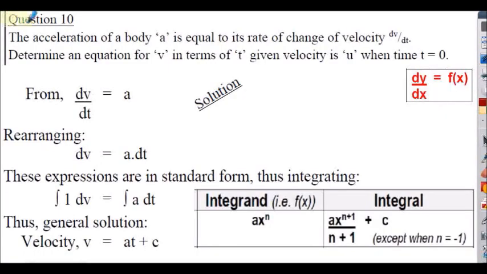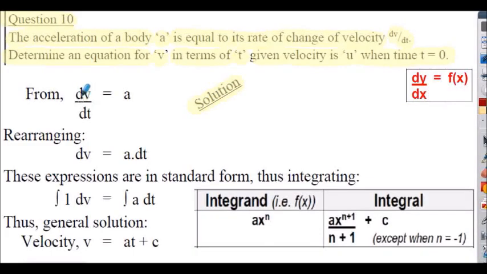So here's question 10. The acceleration of a body, a, is equal to its rate of change of velocity, dv by dt. We're asked to determine an equation for v in terms of t, given velocity is u when time t is equal to 0. So we're effectively finding the particular solution here. Here's the commencement of the solution.